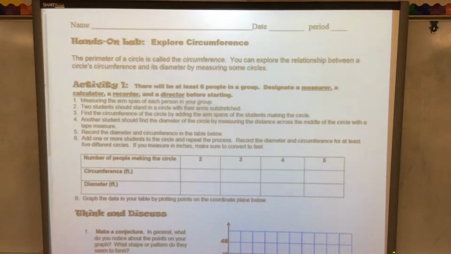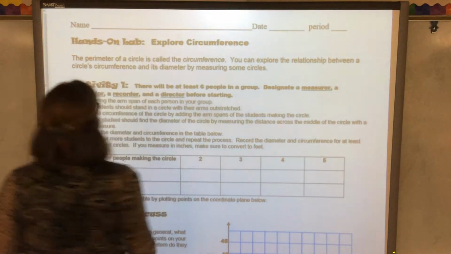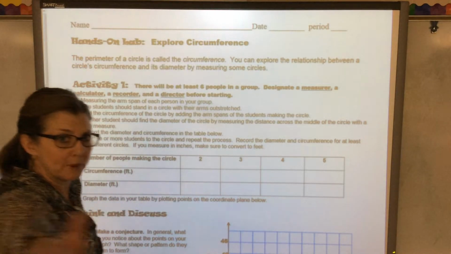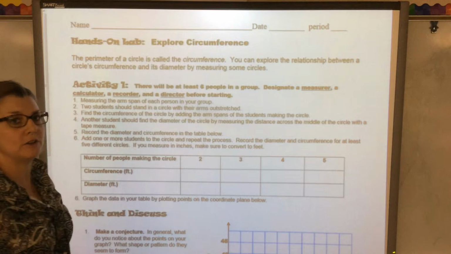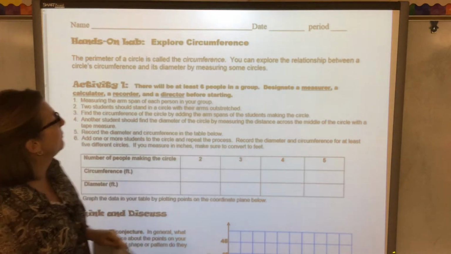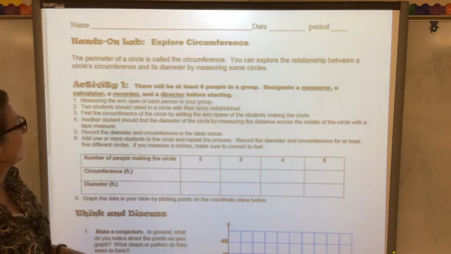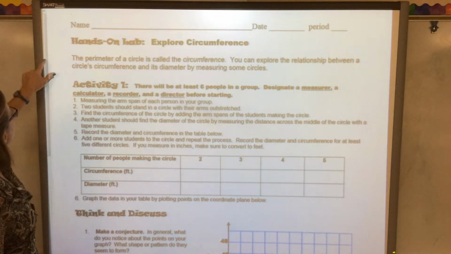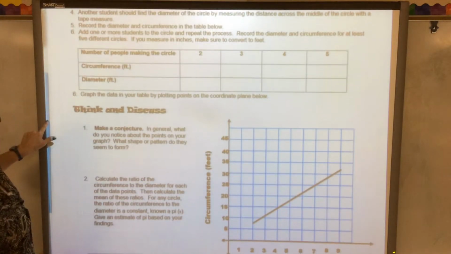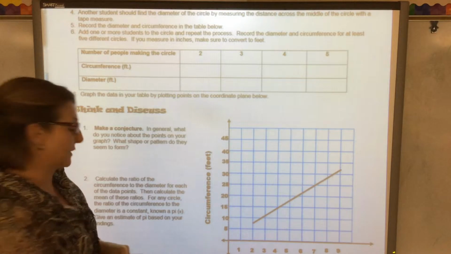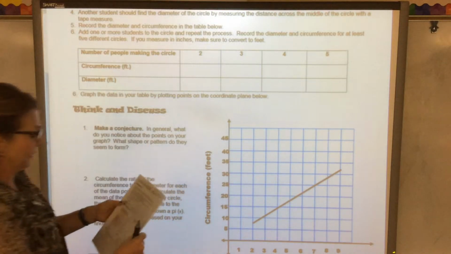All right, looking at the video again on exploring circumference, and you guys remember you measured the arm spans of all your group members, and then you got together and made circles with 2, 3, 4, and 5 people, and measured the diameter and had the measure of the circumference with the arm spans. So what I want to do is just go through and make sure that you know what you're doing here. And I'm going to use statistics from last year because that's all I had with me.